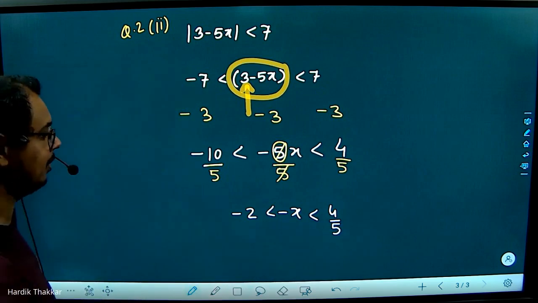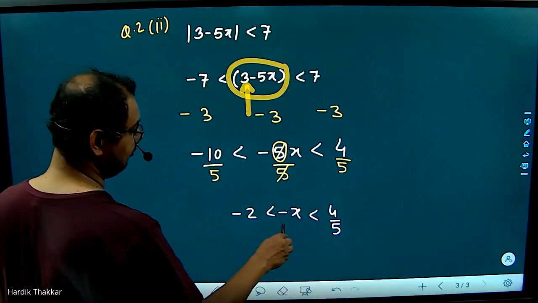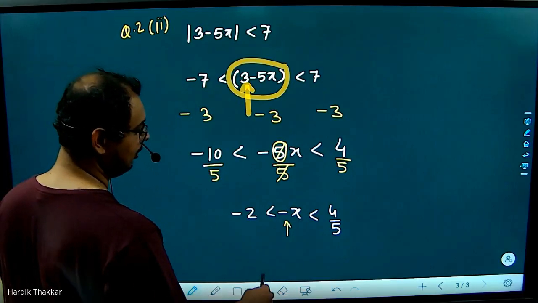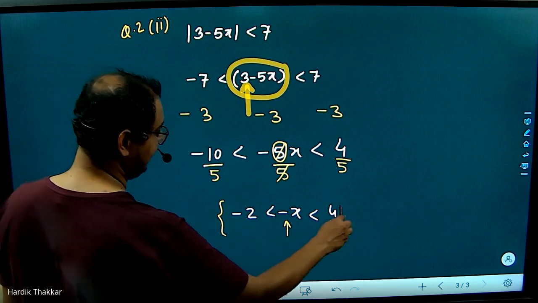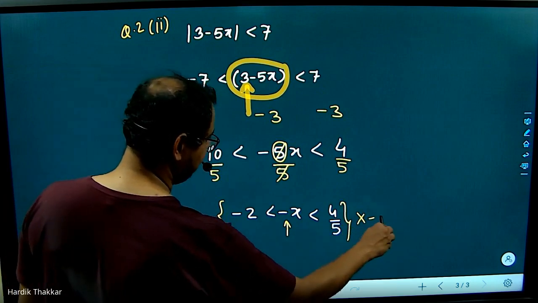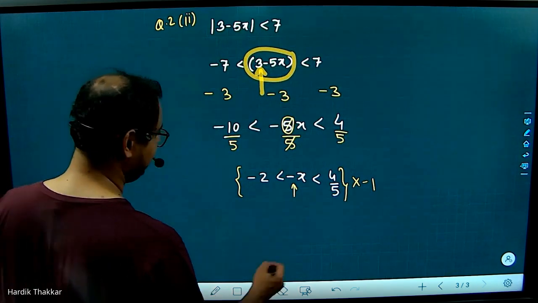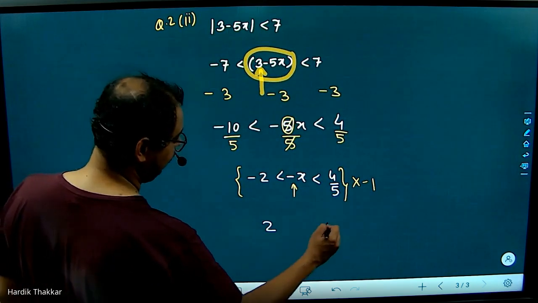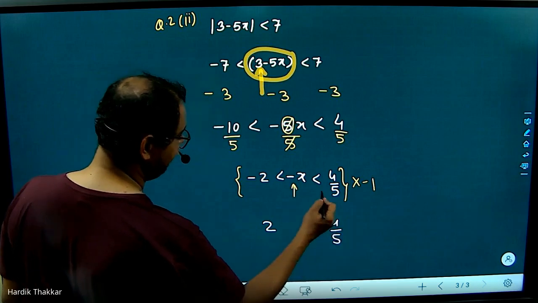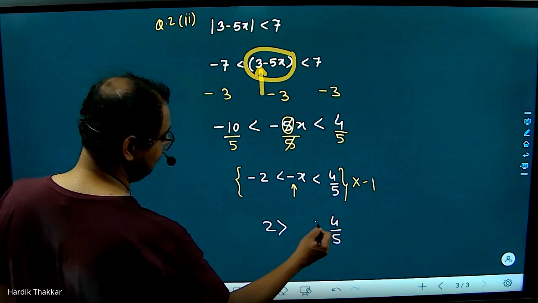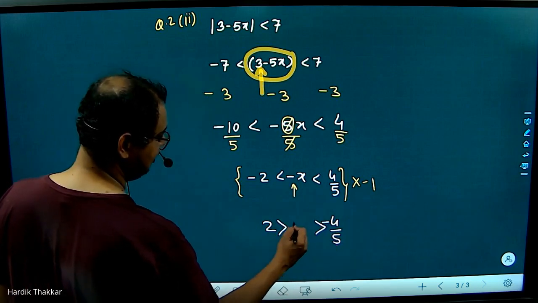Yes, sir, understood. Now we have to remove this minus sign. For that, we will multiply this complete inequality with minus 1. Now, when we multiply with a negative number, what happens? The inequality sign gets reversed. So it gets reversed like this.